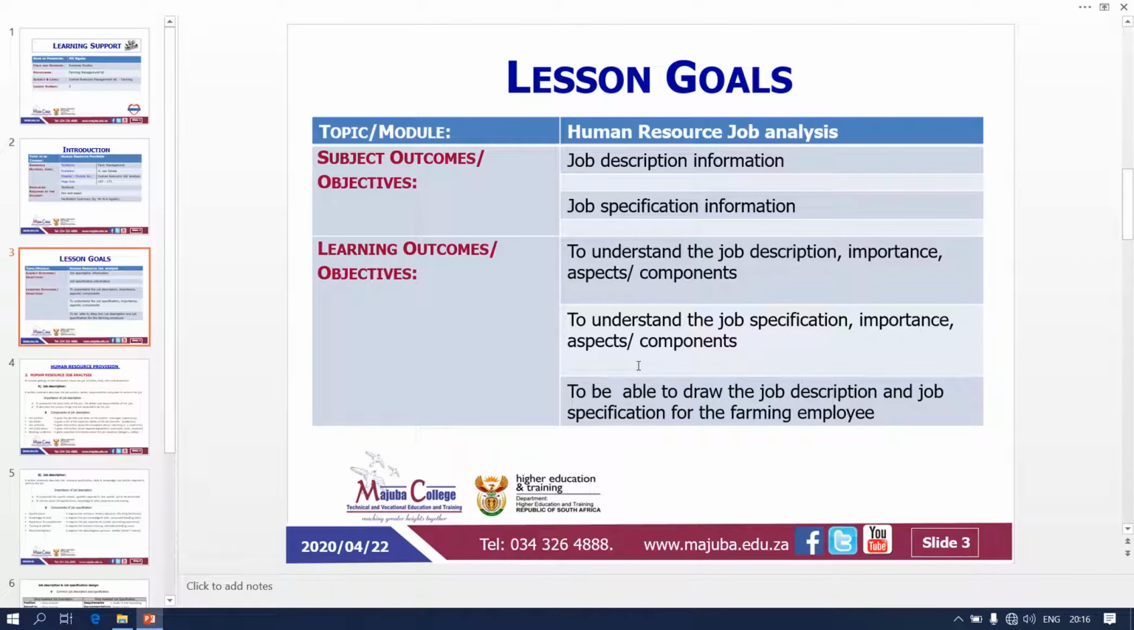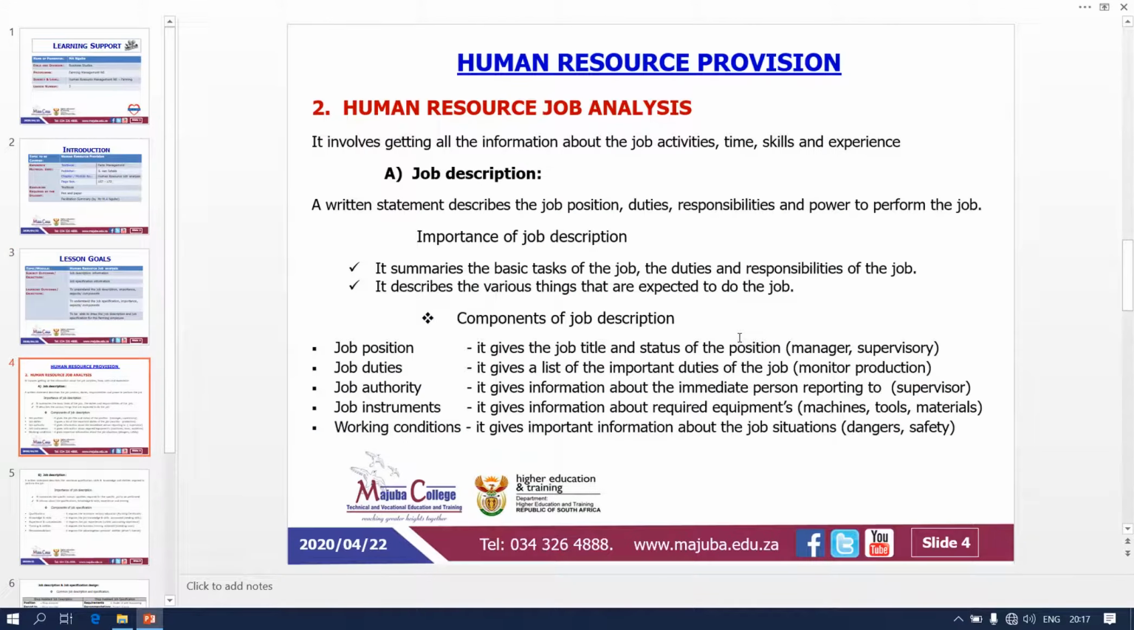Right, what we are going to look at under job analysis, we are going to look at the job description. We're going to look at the job specification. For you is to understand the job description, the importance of job description, together with the aspects or components. We also need to understand the job specification, looking at the importance and the aspects or components, to be able to draw a job description and a job specification for the farming employee, which is very, very important. That is our lesson goals.